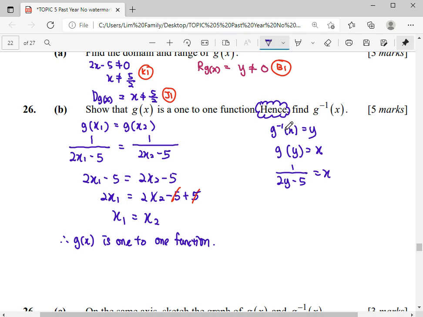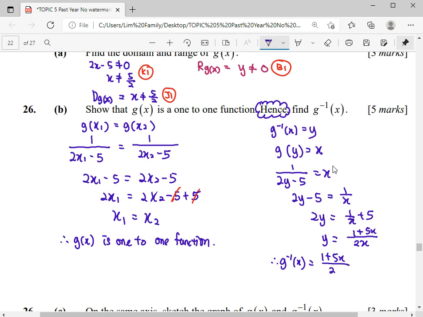So I will cross multiply it, or I will inverse it. So 2y minus 5 will equal 1 over x. Then divide by 2. Before I divide by 2, I get it to the same denominator, then divide by 2. Therefore, g inverse is equal to 1 plus 5x over 2x.